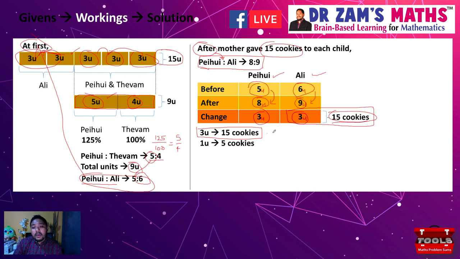So normally, once your student or your child or you get to this stage and you know what's 1 unit, normally you can solve the answer already, right? So in this case, 1 unit is 5 cookies. So at first, 15 cookies, right? At first is 15 cookies. So just take 15 times 5, because 1 unit is 5, 75, right? So this 75 is at first, then later on mother gave some more cookies. So what's the total number of cookies?